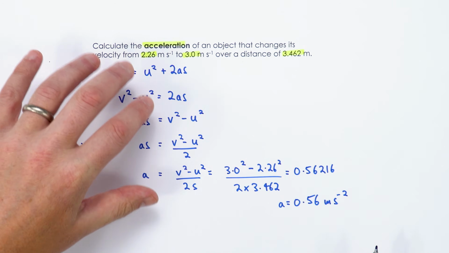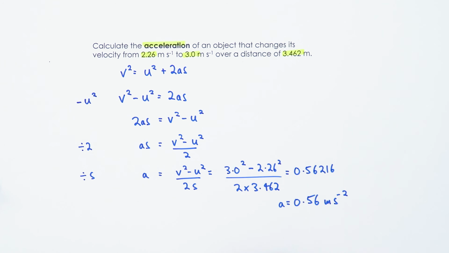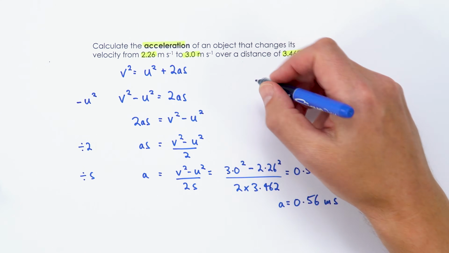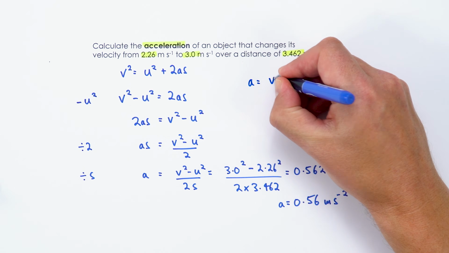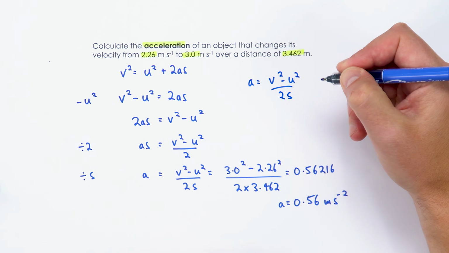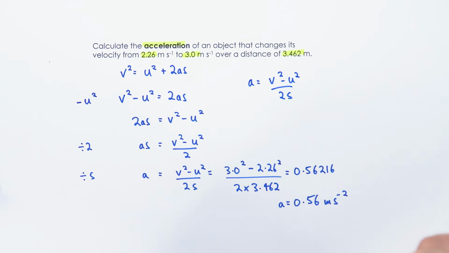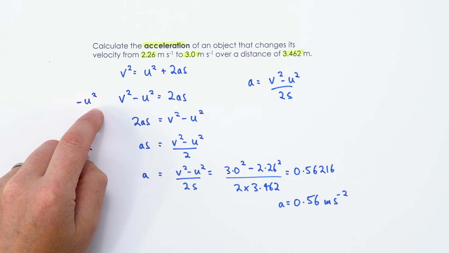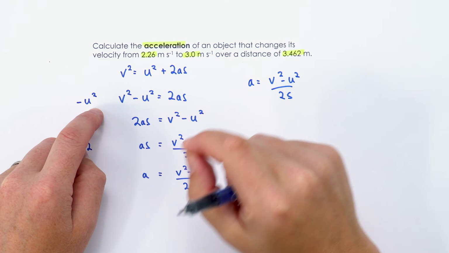Now, of course, there's a lot of work there, but you don't have to do that every single time. The more you do this, the better you can do multiple steps at once. So it might be that you go straight from this to a is equal to v squared minus u squared over 2s. So sometimes, especially as you develop your skills, you can often do this in one stage and then put the numbers in. So when you're rearranging, the important thing is that whatever you do to the left side of the equation, you do to the right side of the equation as well.